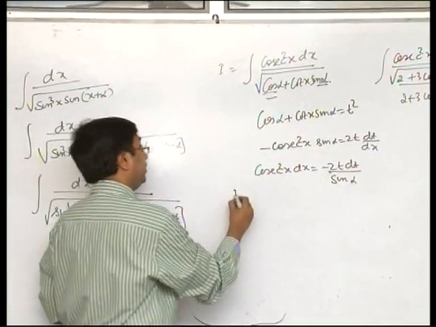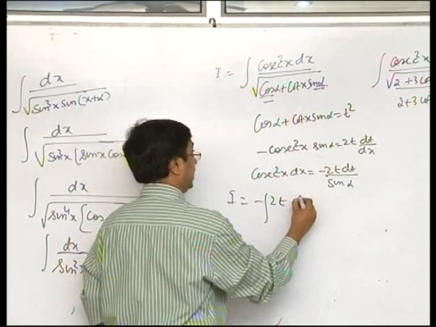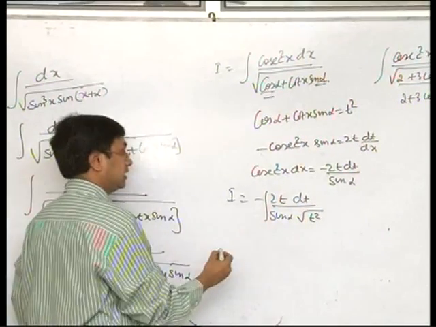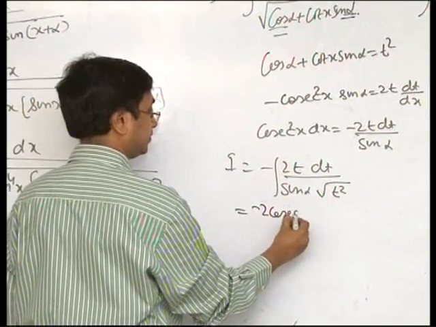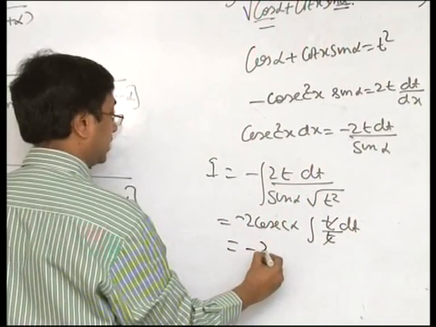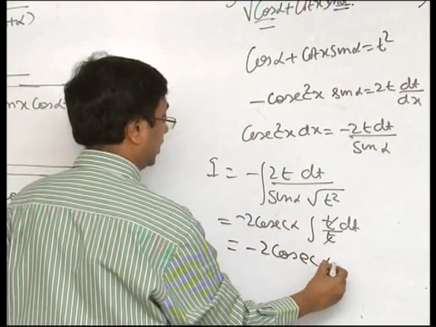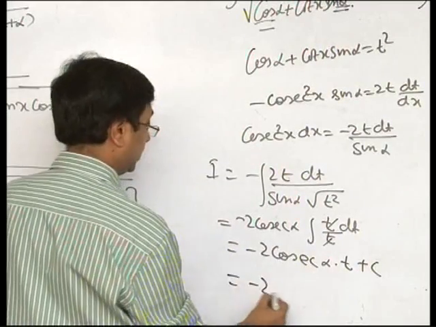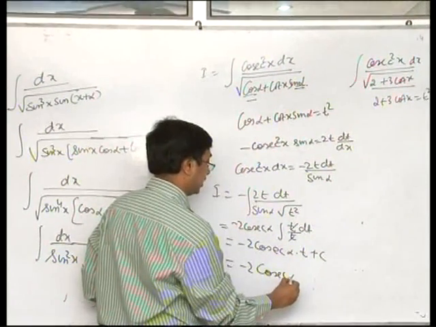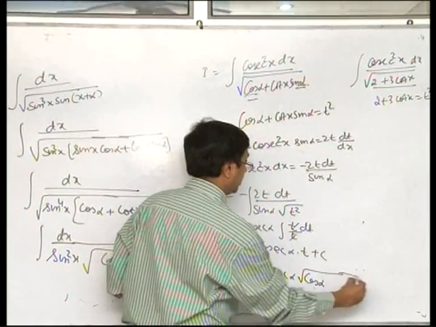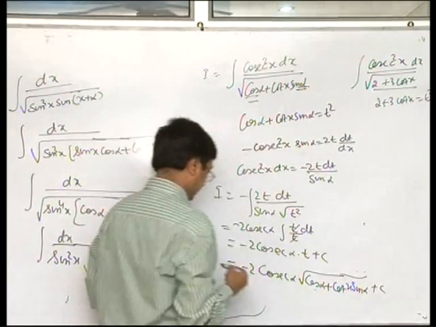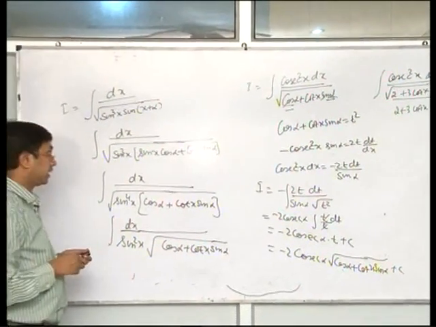So now our I becomes what? Minus 2t dt upon sine alpha, and here we have root t square, which should cancel this. So that is minus 2 cosec alpha t by t, that is simply dt. So this becomes 2 cosec alpha into t plus c. What is t? T is just under root of this, so minus 2 cosec alpha under the root cos alpha plus cot x sine alpha plus c. So that is how this problem can be solved.